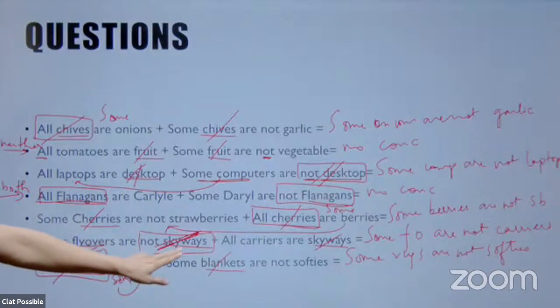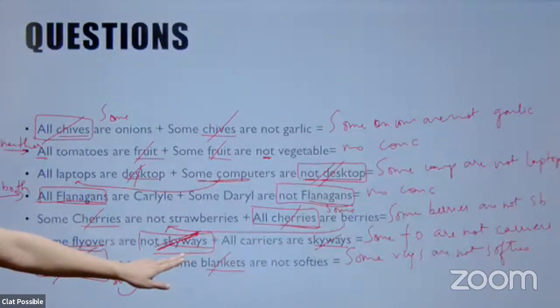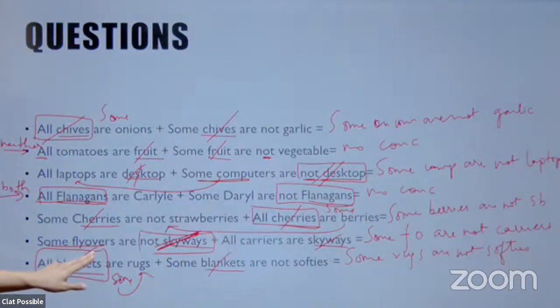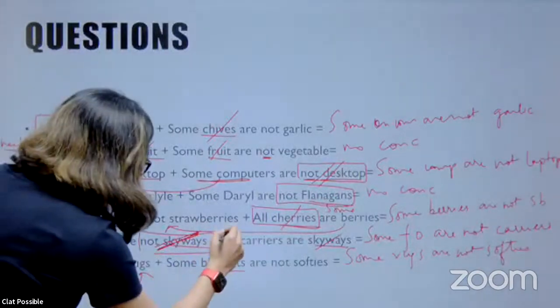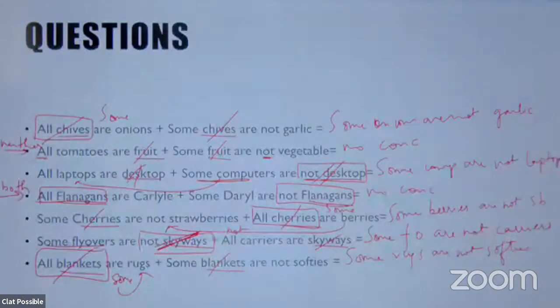So where the middle term is written with not, some remains some, all changes to not. So all changes to not here also, and all changes to not here also.